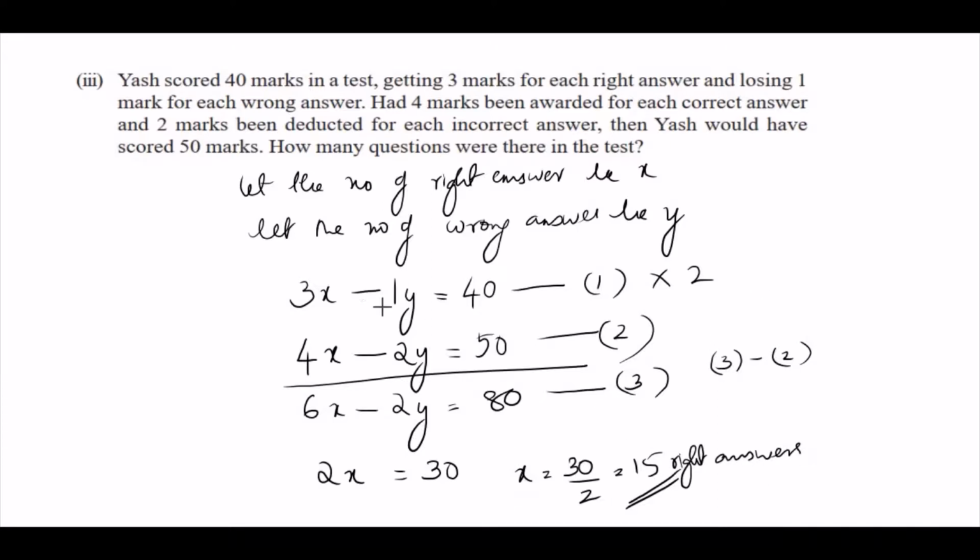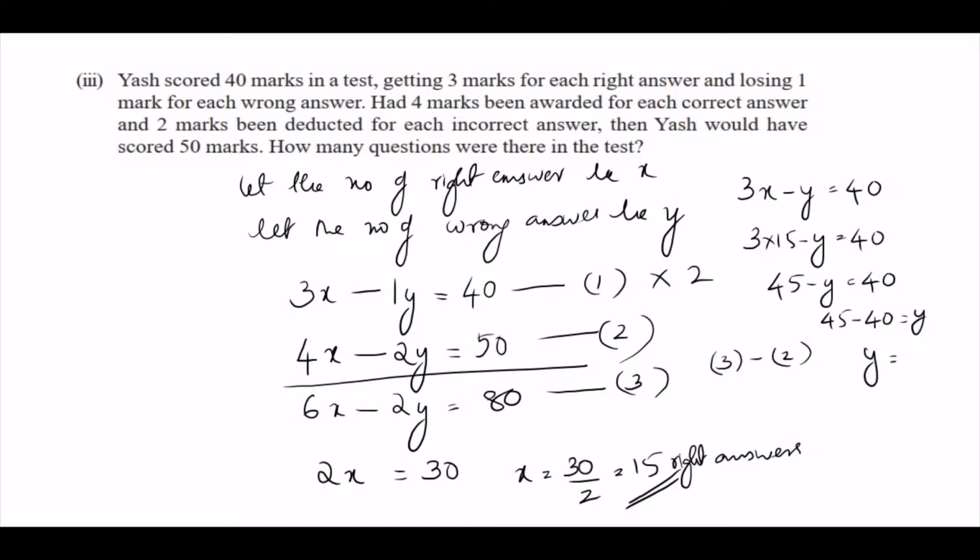Now substitute this x value in any one of the equations and get the y value, that is 3x minus y is equal to 40. So 3 into 15 minus y is equal to 40. 45 minus y is equal to 40. So 45 minus 40 is equal to y, that is y equal to 5. That is, he got 5 wrong answers.